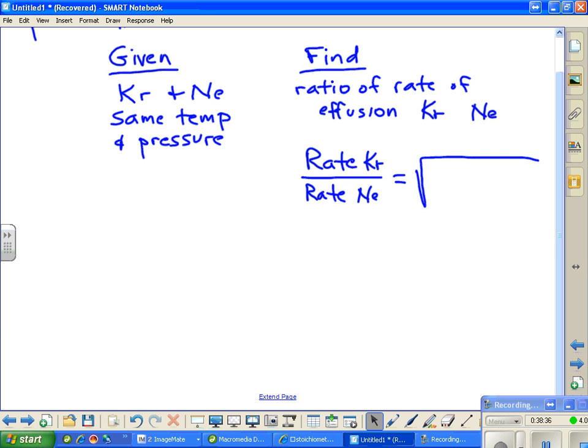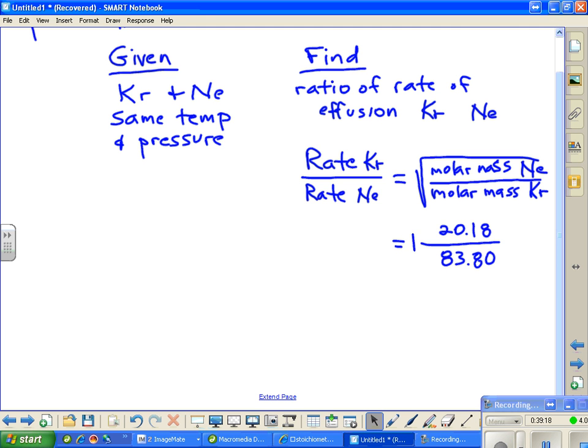So on the other side, what do we have? Molar mass of neon. Neon's on top, right? Molar mass of krypton. Right? So, plug in the numbers. What's neon? 20.18? Yes. Okay, that's neon. What's krypton? 83.80. And that's still in the square root, dude, right? So, we want to divide and take the square root.